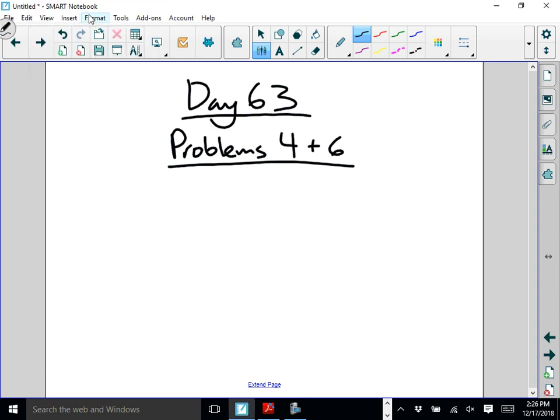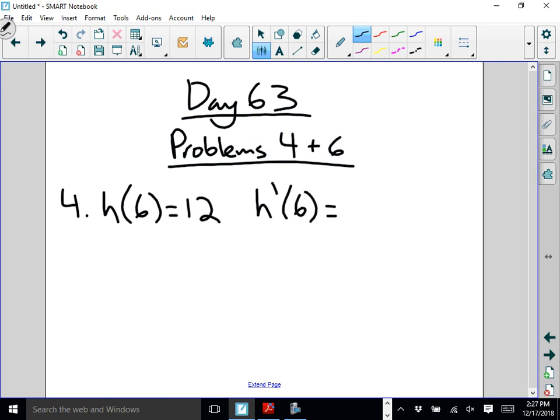I'm going to take a look today at problems 4 and 6 from the review sheet, getting ready for Thursday's test. Problem 4, what we know is that h of 6 is 12. We know h prime of 6 is negative 2. We also know that h double prime of x is less than 0. We want to approximate h of 6.2.